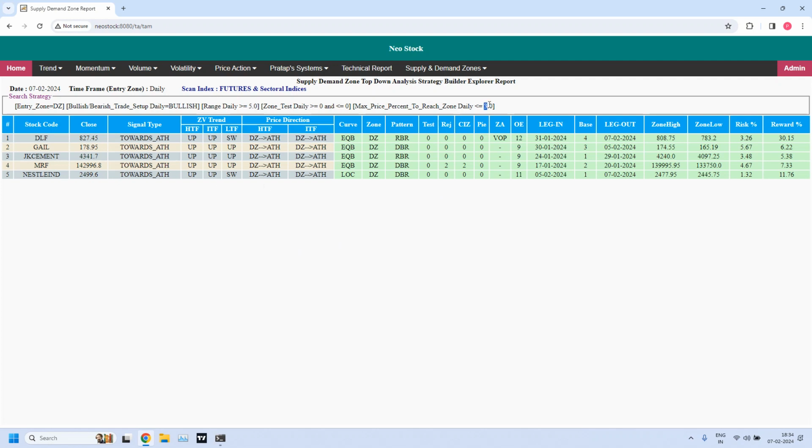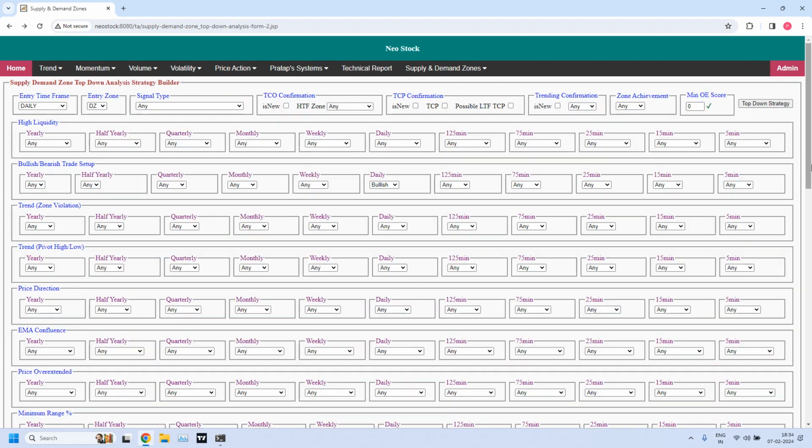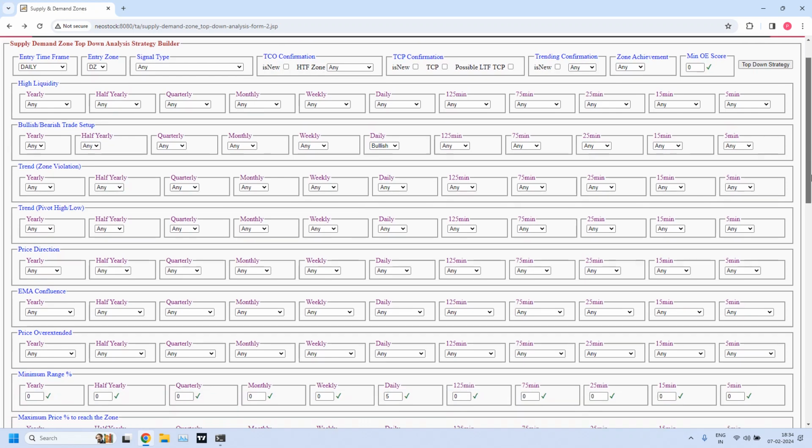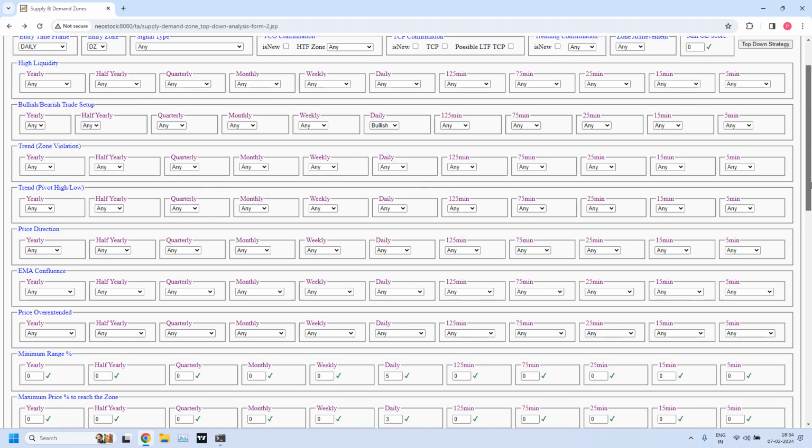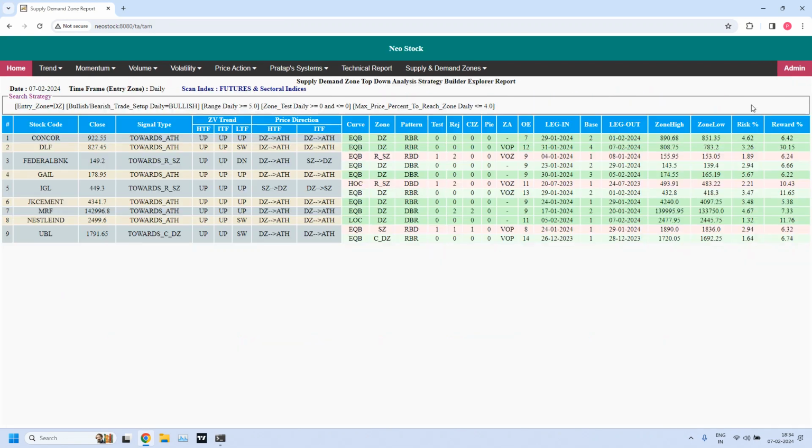Now, currently we filtered a maximum 3% level near to the demand zone. Now we will filter maximum 4% level. The stocks that are currently closed 4% within the demand zone, near to the demand zone. Now 3 I am changing to 4. Let me filter. Now the list is increased to 9. Now few more stocks we got.